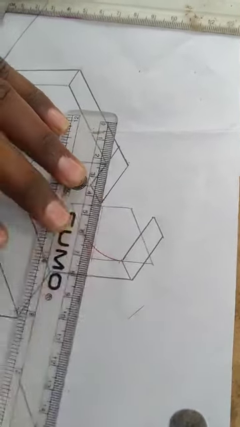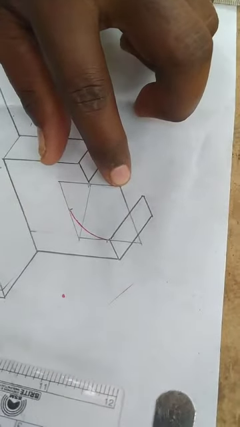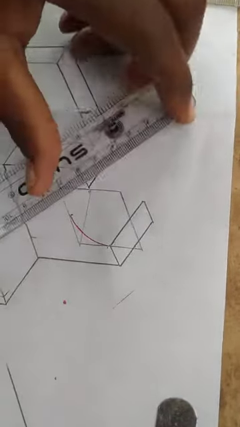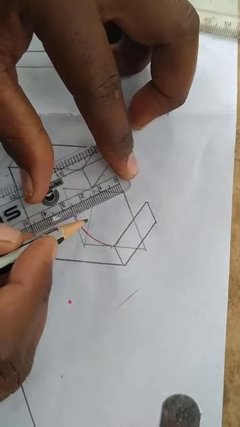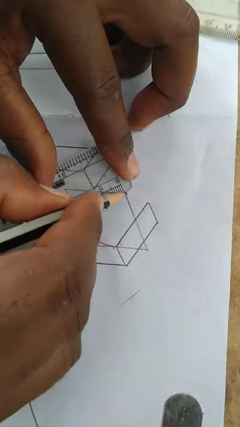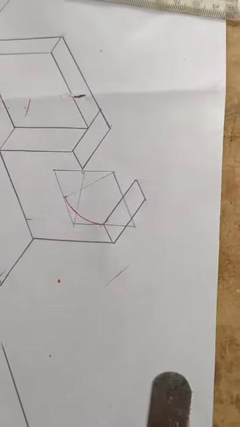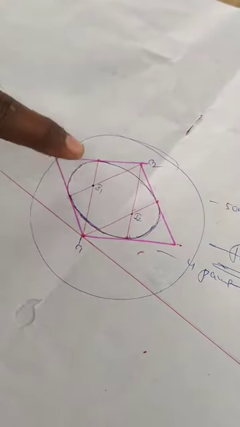Draw a line. The next, from the opposite corner to this corner, draw this line. We will get an intersection point. This intersection point is from this corner to the opposite midpoint and this corner to the opposite midpoint.